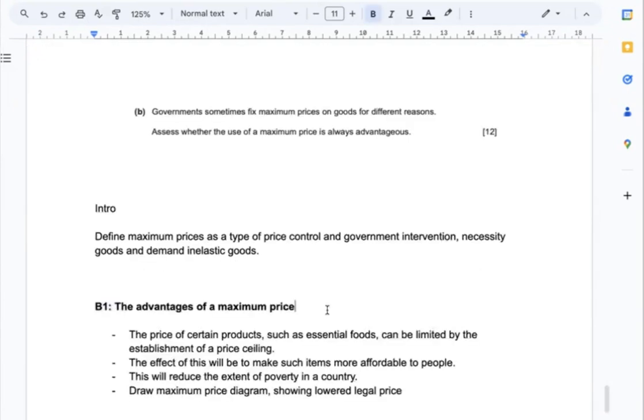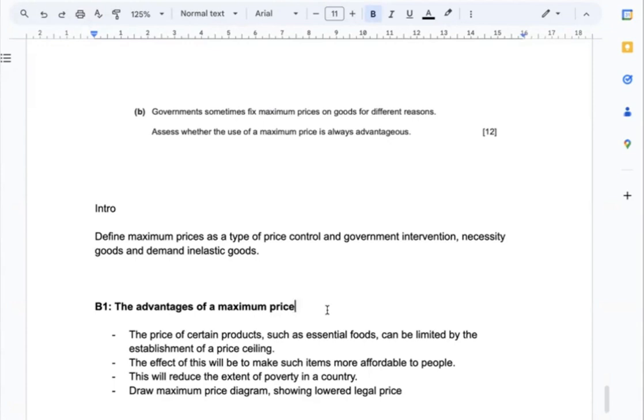First, I will focus on the advantages of a maximum price, such as the price of certain products, such as essential food, can be limited by the establishment of a price ceiling. So the effect of this will be pretty good, like making the product more affordable to people. So it can contribute to reducing poverty in a country. So I can illustrate the case with a maximum price diagram showing the lowered legal price.